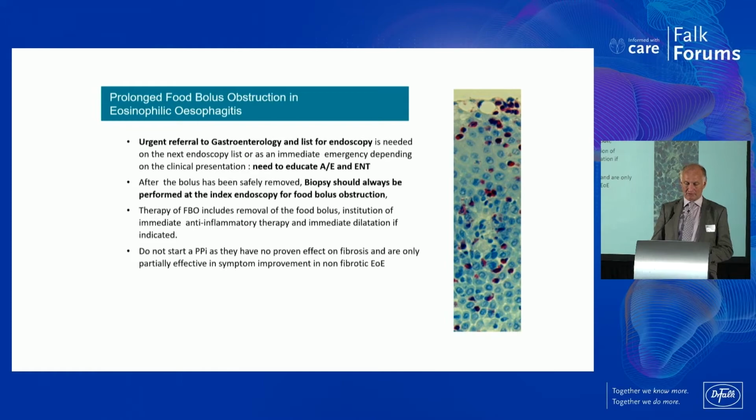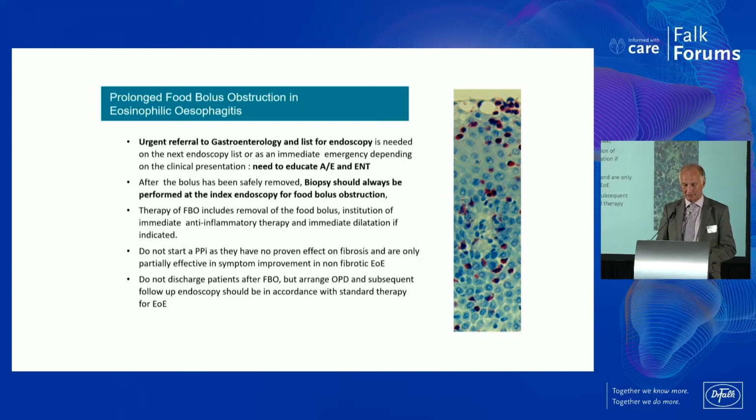PPIs are a little confusing because they have some effect on the pathway of eotaxin 3. They have a reduction in the eosinophil count in the esophagus and a partial improvement in symptoms in EOE, which actually is a confusing scenario. It rarely cures the problem. And if you start a patient with a PPI, it might dampen the eosinophils, and if you've not taken the biopsies, you can't get the diagnosis. So don't start a PPI.